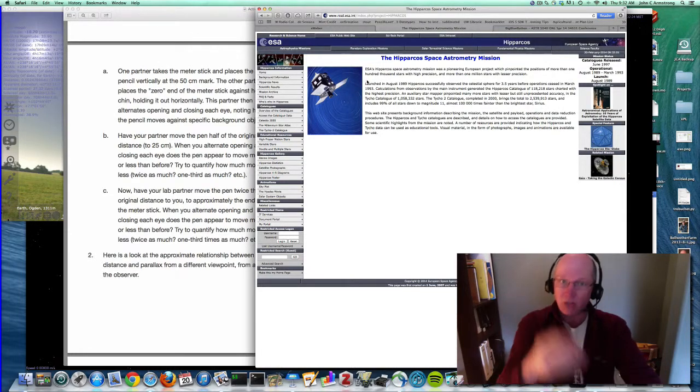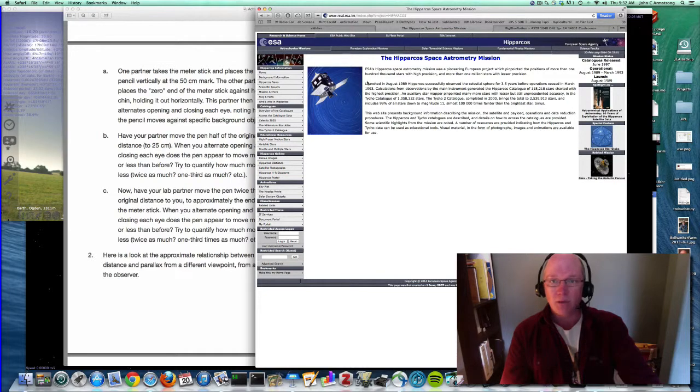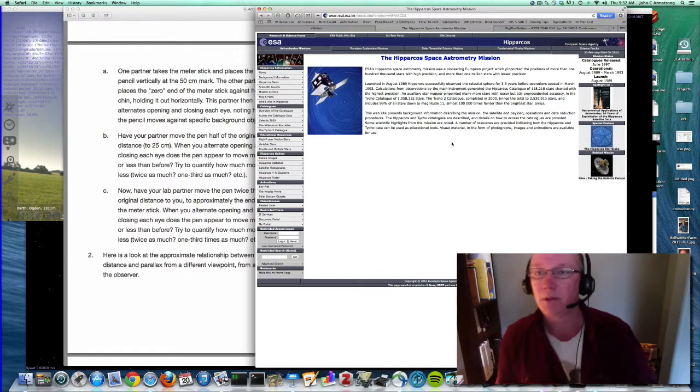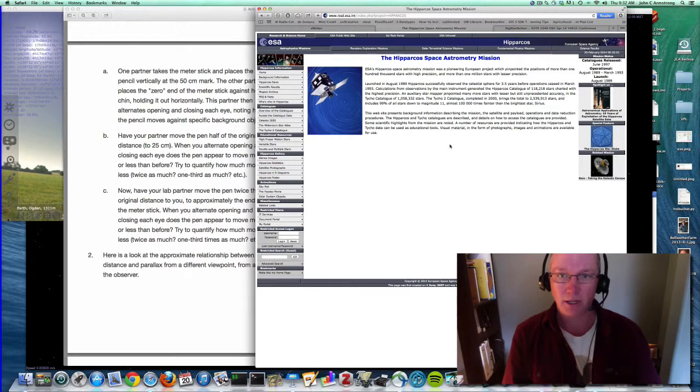the two observations. And this mission was launched back in 1989, so it was a little while ago, but pretty recently, all things considered. And it had a catalog of about 1 million stars. However, a lot of those stars are too far away to see the parallax for, so they did measure the parallax to quite a few stars in the nearby galaxy. And they got out to, if I remember correctly, let's see here. Yeah, 118,000 stars were charted with highest precision.